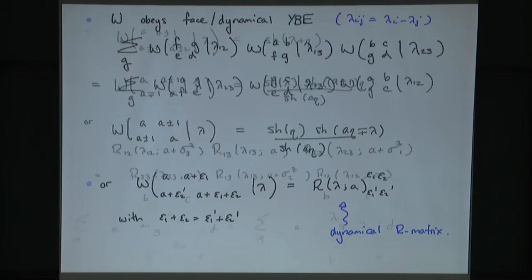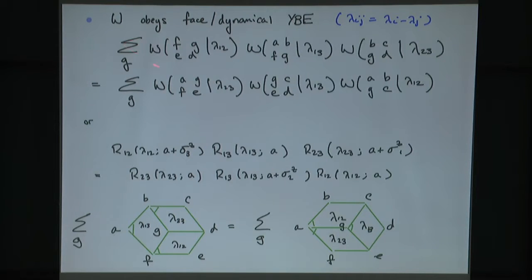And just to convince you, the W obeys the face Yang-Baxter equation, which looks like this, but it's also just the dynamical Yang-Baxter equation. So the face Yang-Baxter equation looks like this. I've written it out. So you can take one of these triangles and squish it through to the right. So its arrangement looks like this. And if I write that in the dynamical language using this connection, it just comes out to be this, and this is the dynamical Yang-Baxter equation. Okay.